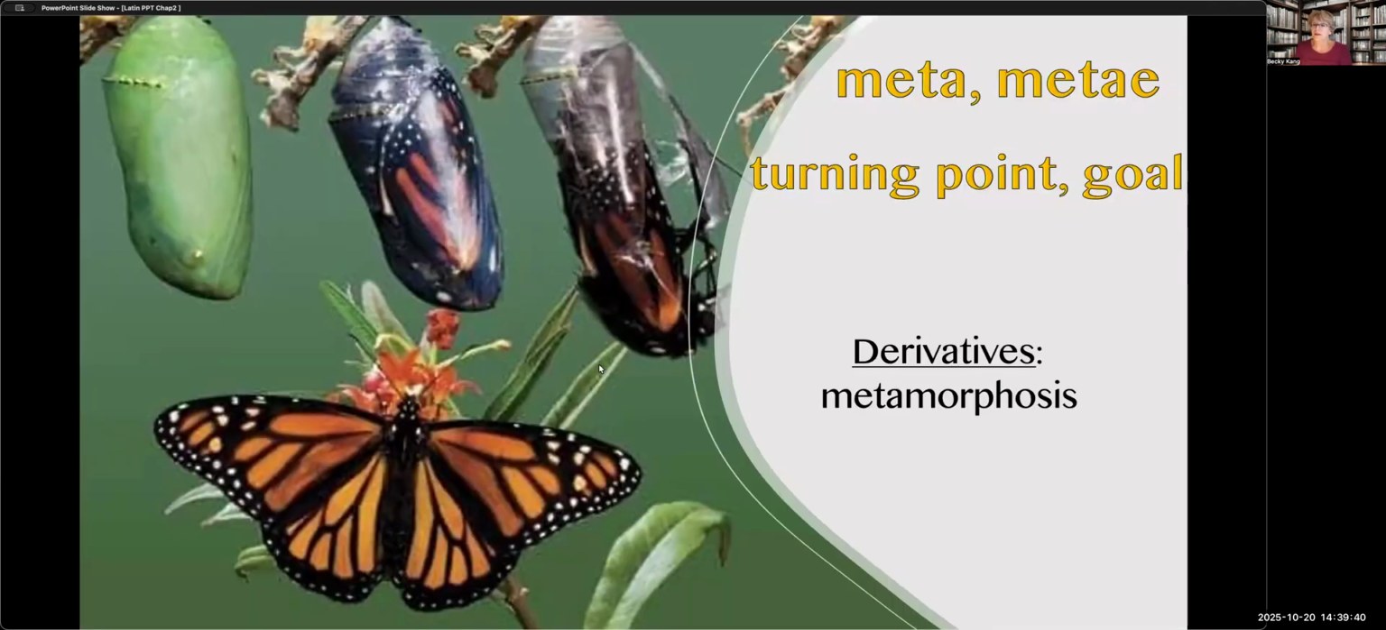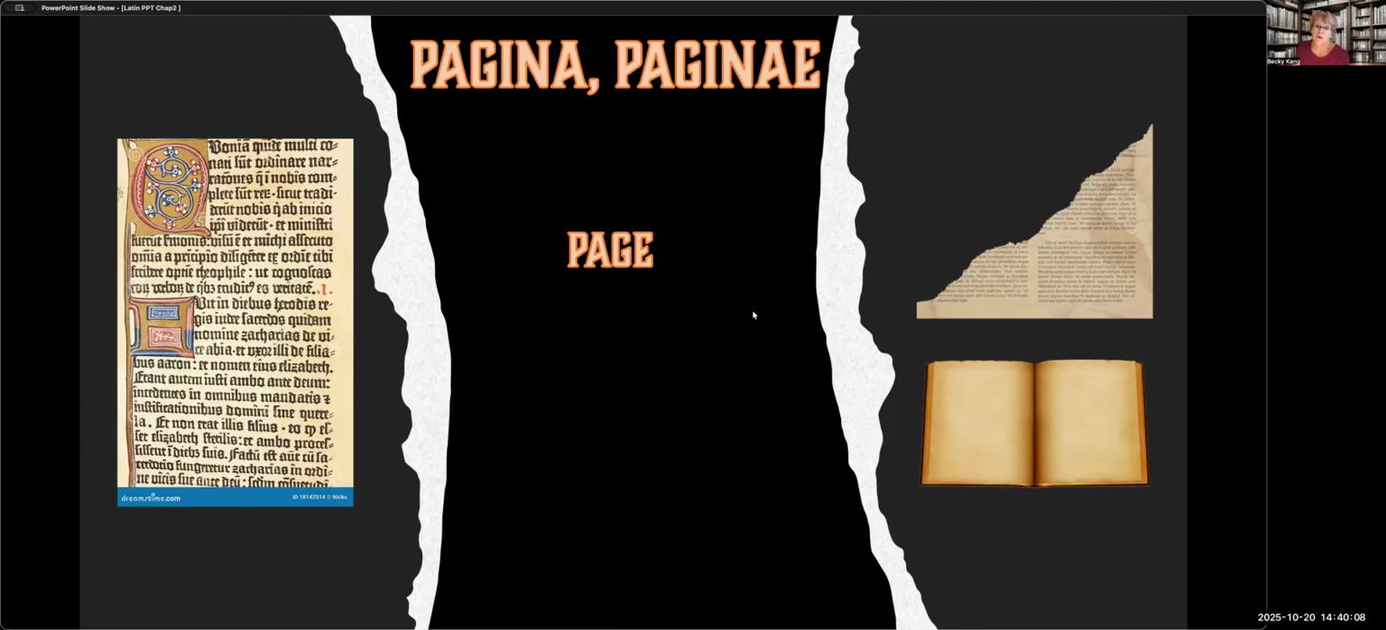The fourth one is meta, metae. I love this word. This is the turning point or goal in somebody's life. You think of metanoia, which is the point where somebody repents and changes their mind, the way they see, the way they are. What you see is what you are. As a man thinketh, so he is. So that's a big deal to have a metanoia, or in the case of a butterfly, a metamorphosis. They change shape.